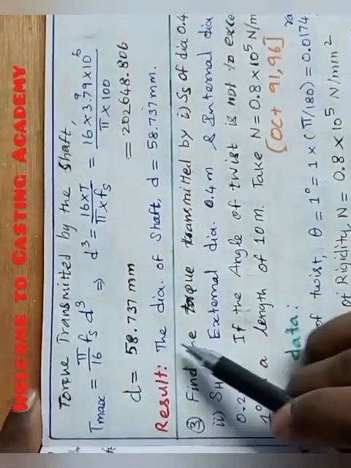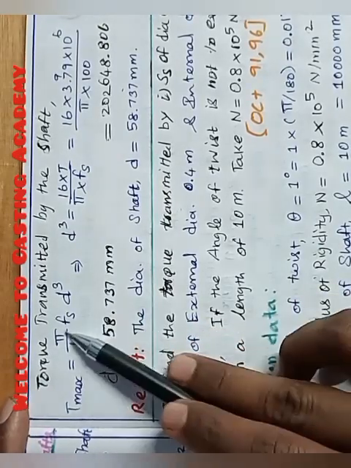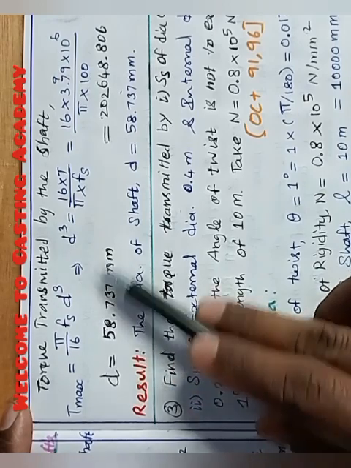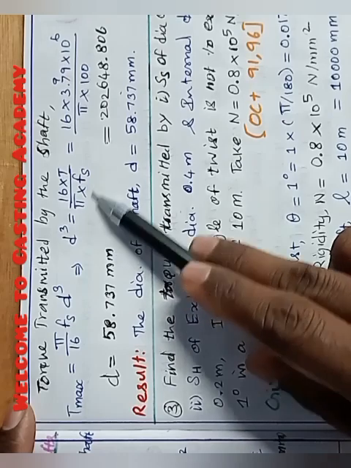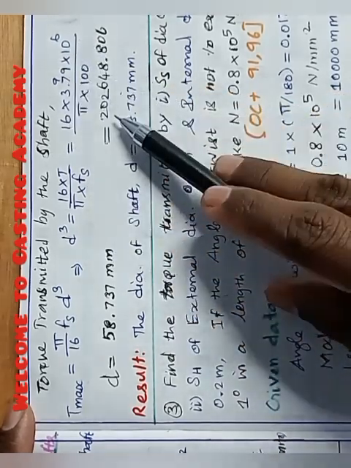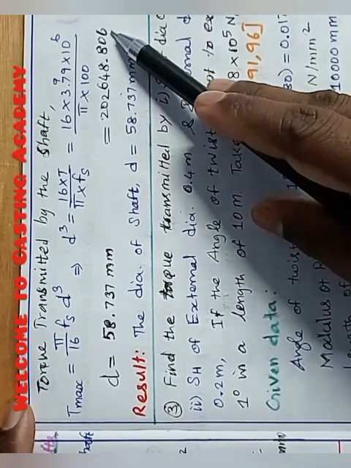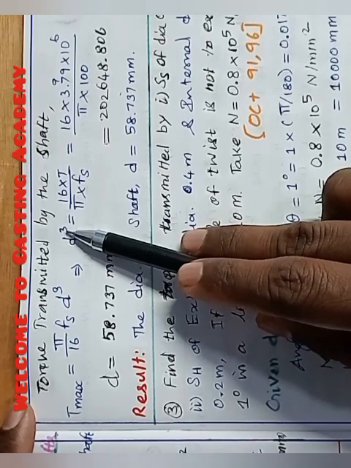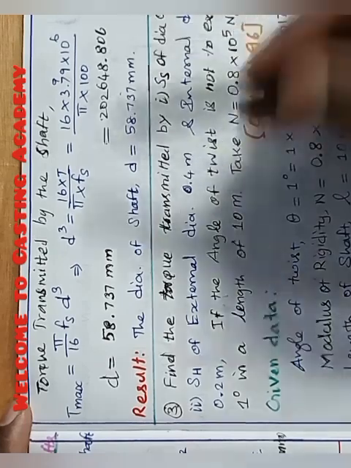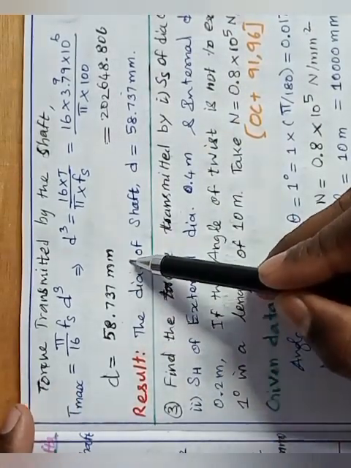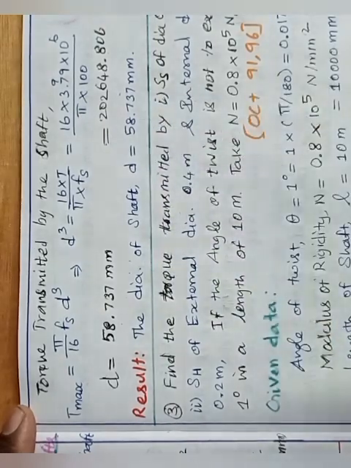So torque transmitted by the shaft T max equal to pi by 16 into Fs into d cubed. From this we got d cubed equal to T max divided by pi by 16 into Fs. Just working it out, the answer is 2022648.806. So we got the answer in terms of d cubed. Finally we take the cube root of this answer. We got d equal to 58.737 mm. The result is the diameter of the shaft D equal to 58.73 mm.